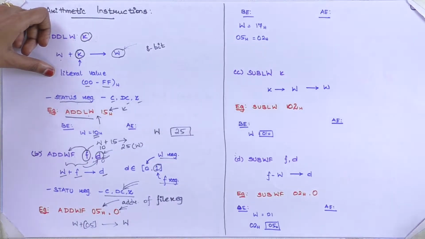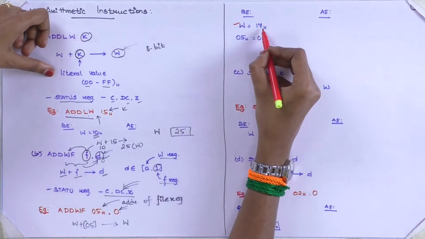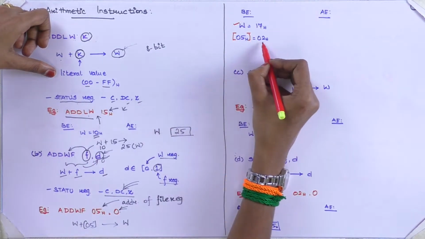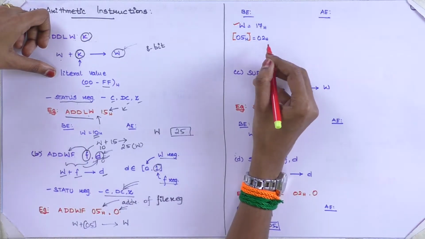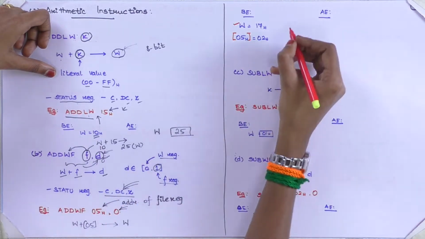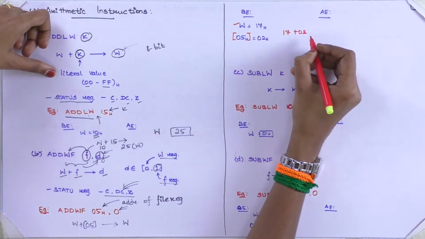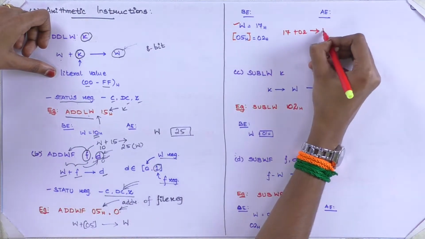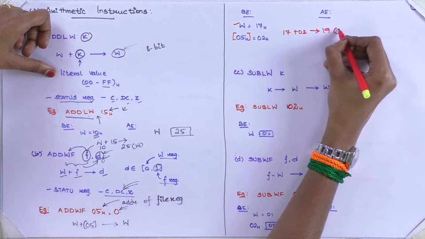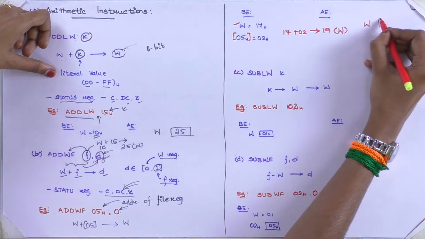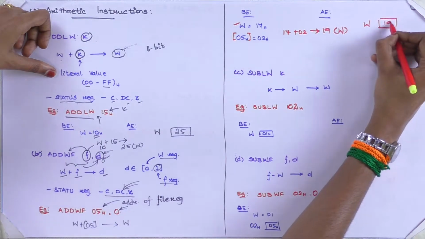So before executing this instruction, the working register has the value of 17, and memory location 05 has the value of 02. By executing this instruction, the 17 will be added with 02, so the result will be 19, and this will be stored in the working register. After executing this instruction, the working register will have the value of 19.